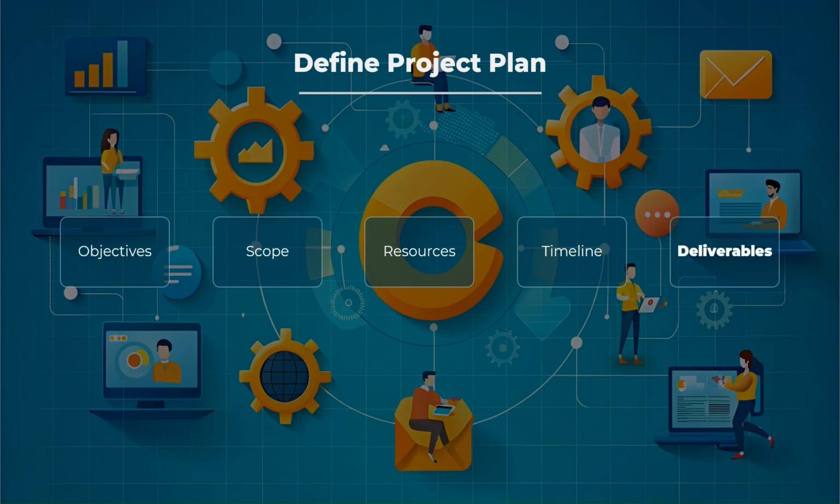Finally, let's specify the deliverables. Deliverables are the tangible outcomes of the project that the team will produce. Our deliverables include a fully functional product, a marketing campaign, and training materials. It's crucial to define deliverables early on to ensure clarity and focus.